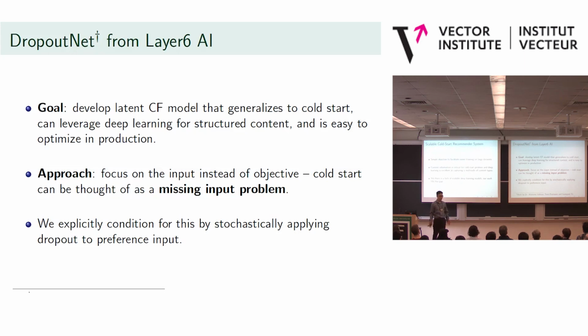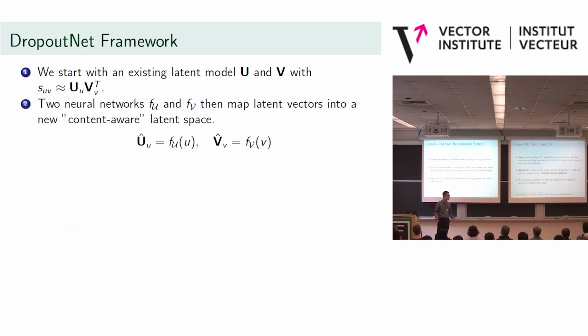The work by Max Volkovs, Tommy Poutanen, and myself at Layer6 AI that addresses this problem is the Dropout net. Our goal was to develop a latent CF model that generalizes to cold start and can leverage deep learning for the structured content and is easy to optimize in production. Our approach was to focus on the input instead of the objectives. That is, cold start can be thought of as a missing input problem where the missing input is the preference information. We can then explicitly condition for this by stochastically applying a dropout onto the preference input.